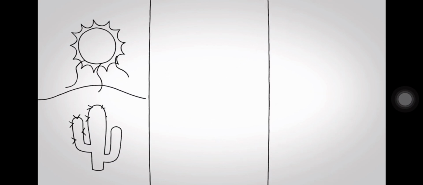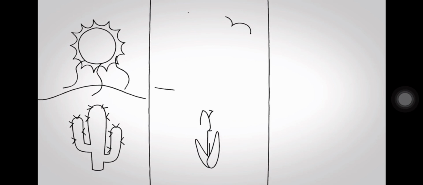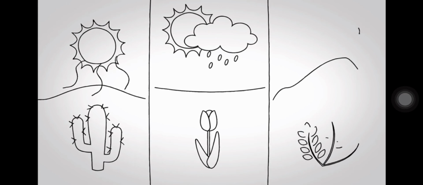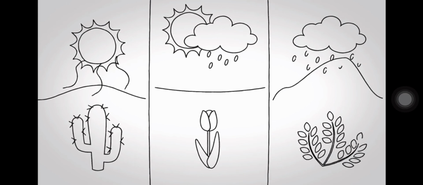A cactus needs a lot of sun and very little water to thrive. A tulip needs a moderate amount of both to produce a healthy bloom. A fern needs lots of water and just a little sun to grow big and bright.